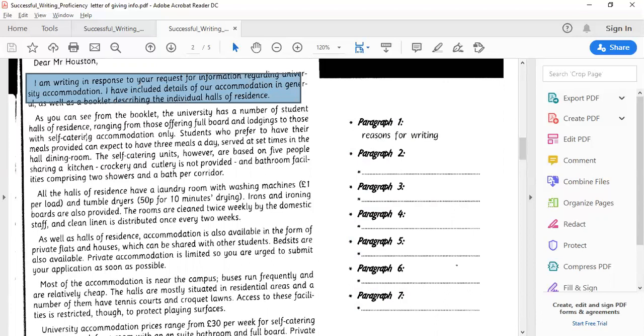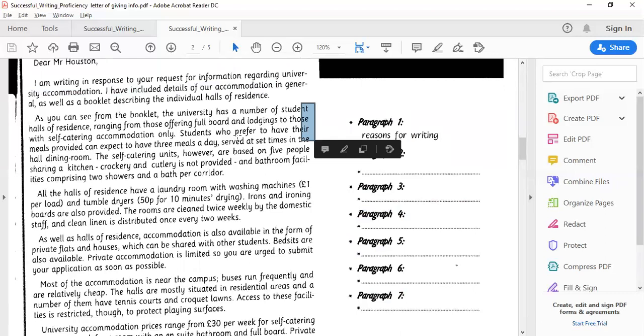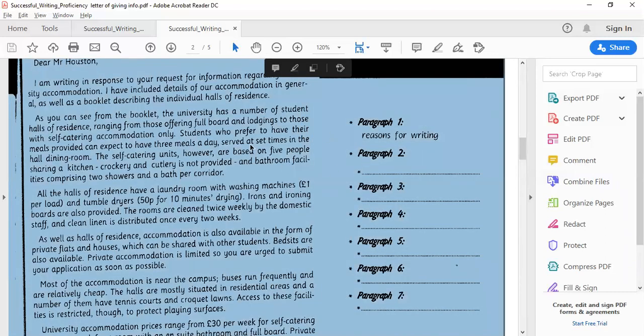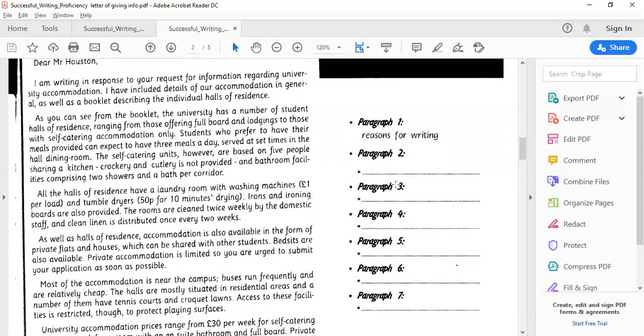When you go through the second and third paragraphs, I'm solving these two for you, and the rest you have to deal with. The second paragraph is talking about the information being provided. Now what do you think the topic of the third paragraph would be? Is it providing information, opinions, suggestions, or a conclusion? In each paragraph, you have to decide what its topic is. Just as the first paragraph explains the reason for writing, the second one is providing information.